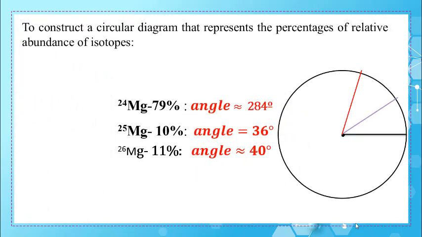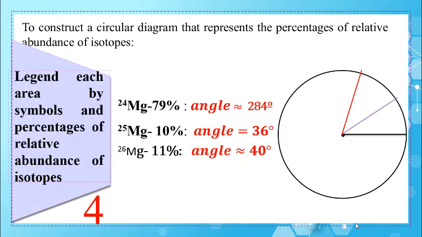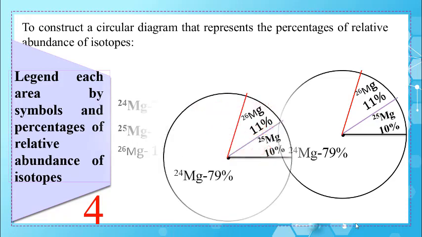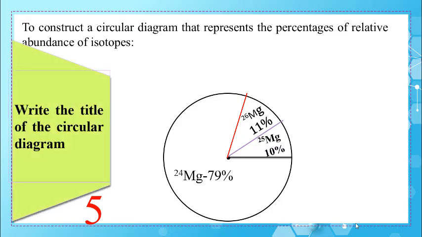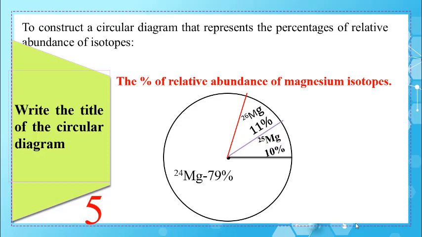Step 4. Legend each area by symbols and percentages of relative abundance of isotopes. The first area corresponds to Mg-25, which has a percentage of 10%. The second area corresponds to Mg-26, which has a percentage of 11%. And the third area corresponds to Mg-24, which has the biggest percentage, which is 79%. Step 5. Of course, we should write a title for the circular diagram. This circular diagram shows the percentage of relative abundance of magnesium isotopes.